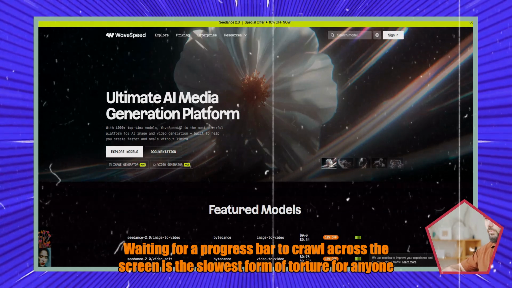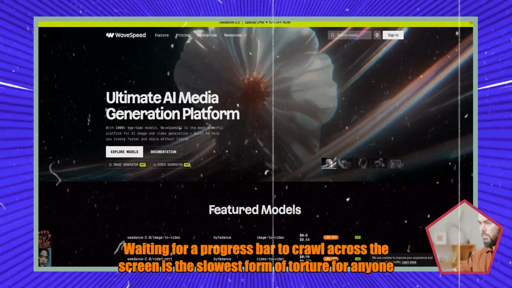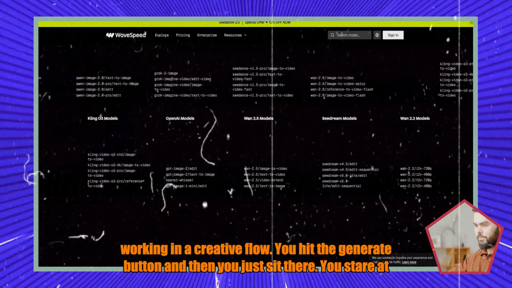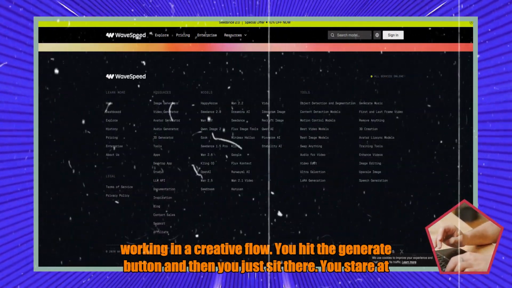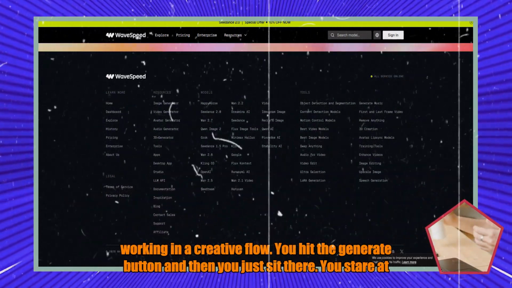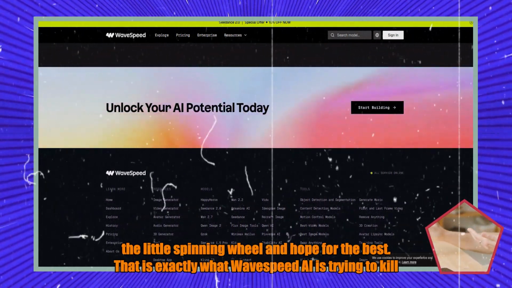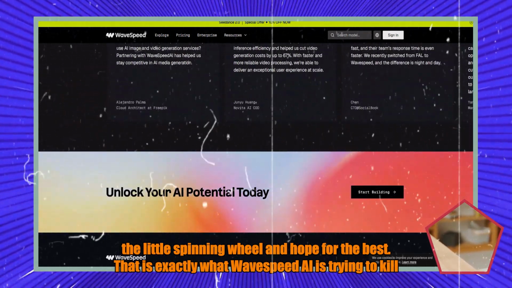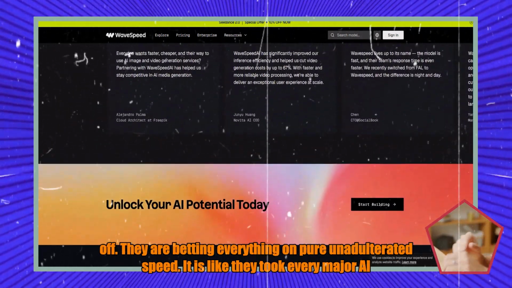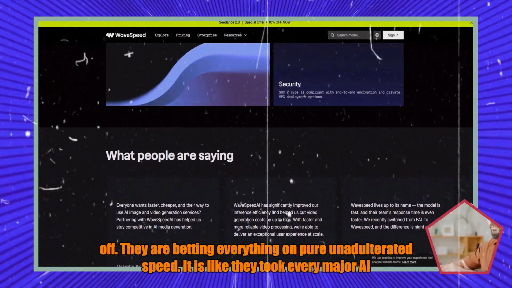Waiting for a progress bar to crawl across the screen is the slowest form of torture for anyone working in a creative flow. You hit the generate button, and then you just sit there. You stare at the little spinning wheel and hope for the best. That is exactly what WaveSpeed AI is trying to kill off. They are betting everything on pure, unadulterated speed.